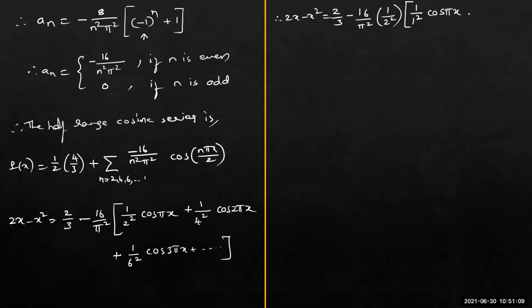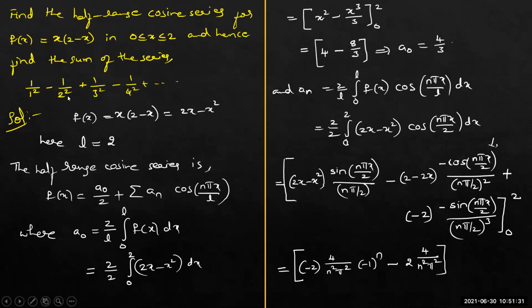1 by 1 square into cos pi x plus, when we take 2 square common from the second term, it becomes 1 by 2 square into cos 2 pi x. Next, plus 1 by 3 square into cos 3 pi x, and so on. Now you see these coefficients are exactly similar to those of this series: 1 by 1 square, 1 by 2 square, and so on.